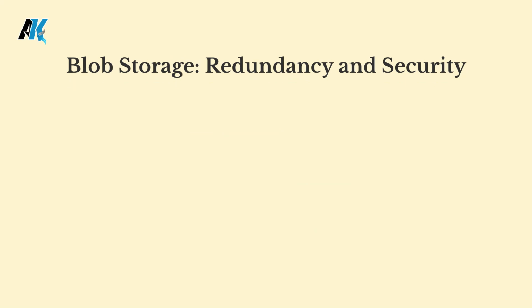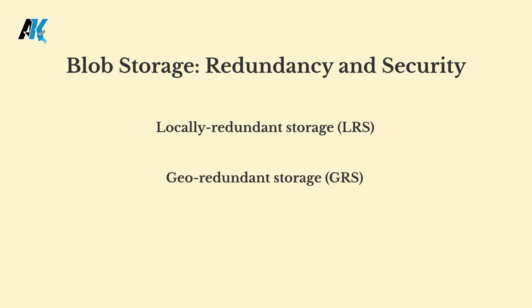Blob storage offers multiple redundancy options. Locally redundant storage, LRS, keeps 3 copies of your data within a single data center, while geo-redundant storage, GRS, stores copies across different regions for added protection. Azure Blob Storage ensures security with encryption at rest and in transit, giving you full control over your data's accessibility and safety.